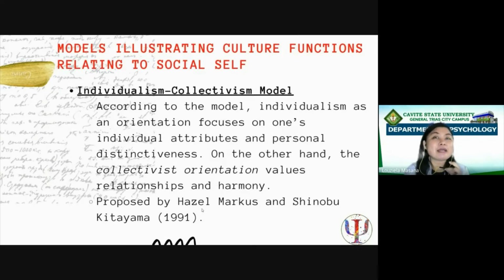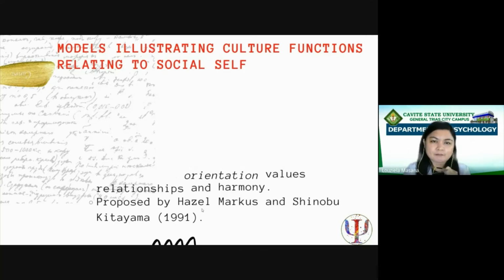So iba-iba. Iba-iba yung traits ng self. Pwedeng individualist ka, pwedeng collectivist ka. This was actually proposed by Hazel Markus and Shinobu Kitayama in 1991.